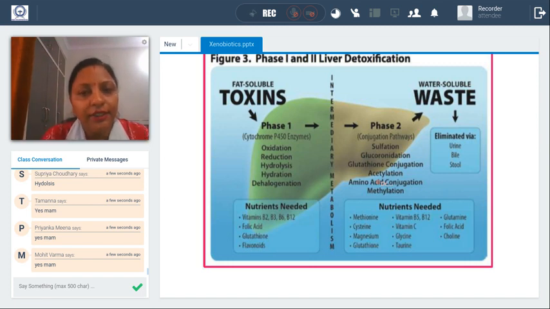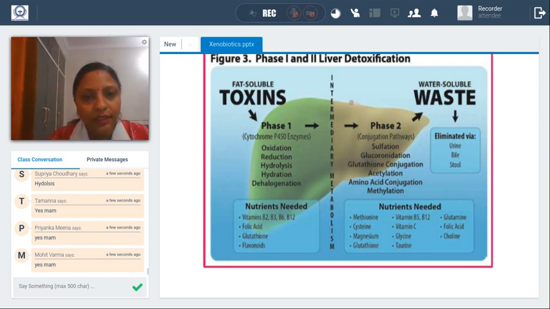Phase 1 and phase 2 of liver detoxification. You can again see here, these are fat-soluble toxins. Oxidation, reduction, hydrolysis, hydration, the various reactions are there. Overall, we can say hydroxylation by cytochrome P450 enzymes, another name, mixed function oxidases. The nutrients needed are vitamins B2, B3, B6, B12 like coenzymes, folic acid, glutathione, flavonoids, etc. And these are for phase 1.